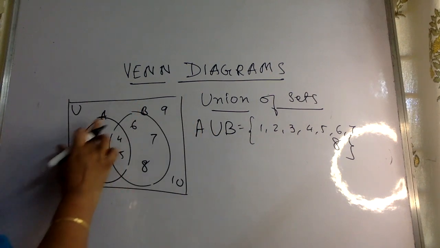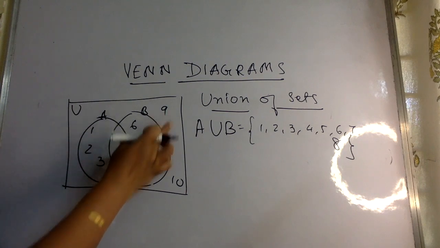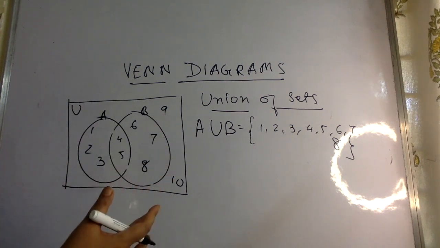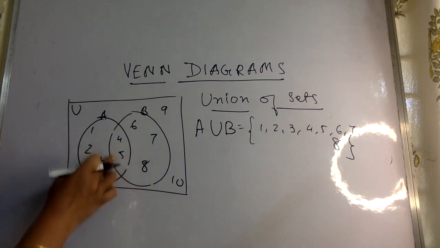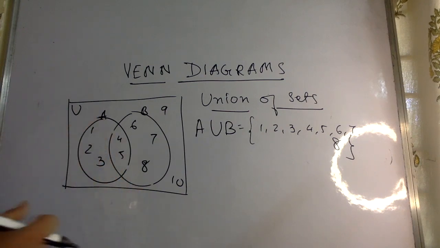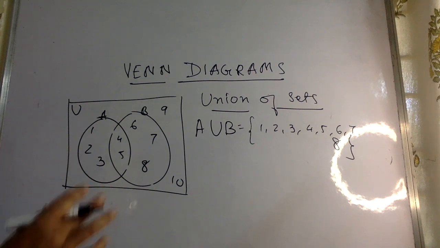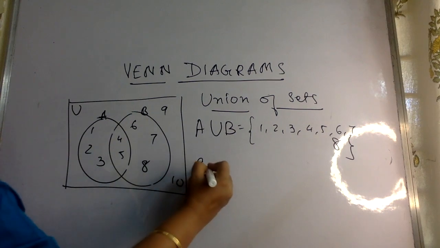It means I will take all the elements of A and B. Note that I have not taken 9 and 10 because they do not belong to B or to A. But then I will not repeat 4 and 5. You have to be very careful about that because we never repeat elements in a set. Okay, now come to the next one, which is intersection.